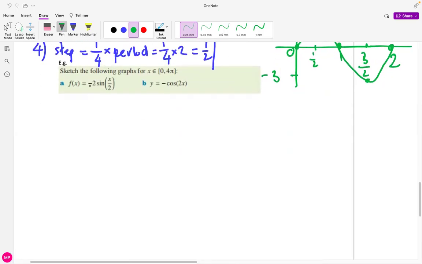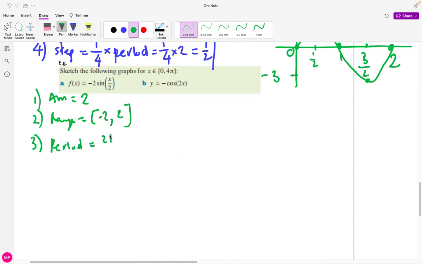So pretty much the same thing. We follow the same steps. Let's say, I'm going to do, okay, so the amplitude equals 2, not negative, because negative is just a reflection. The range is still -2 to 2, okay? The period is 2 pi over n, and in this case, n is 1/2. So 2 pi over 1/2, which is 4 pi.